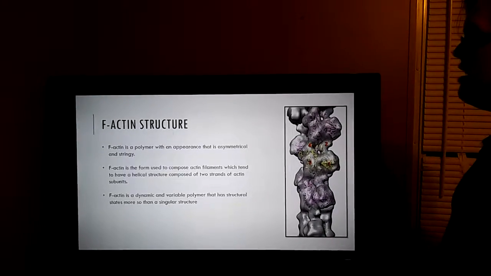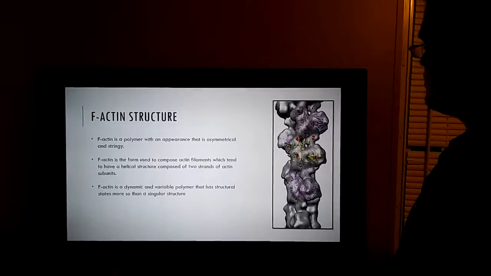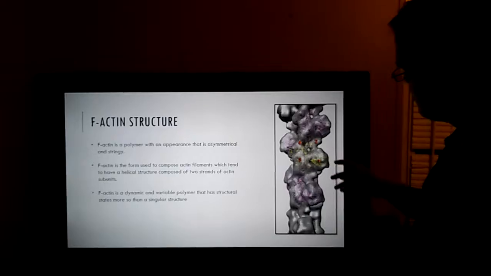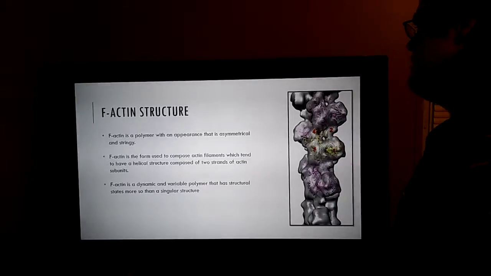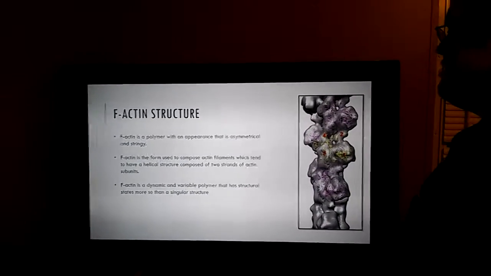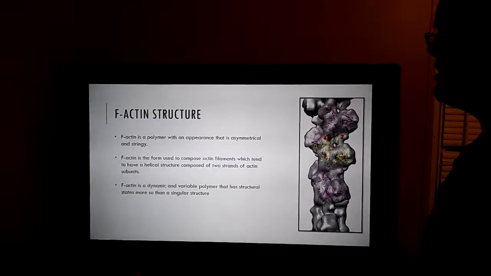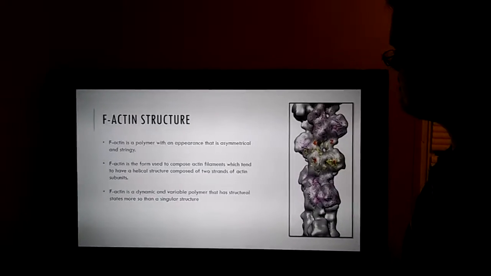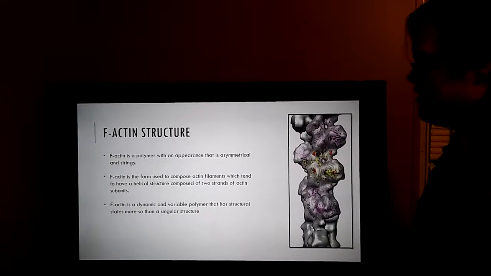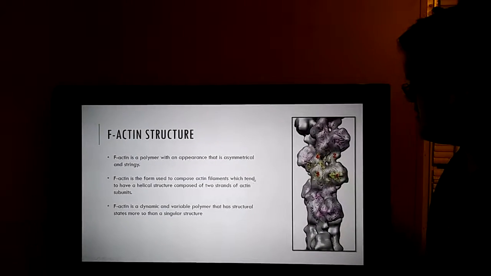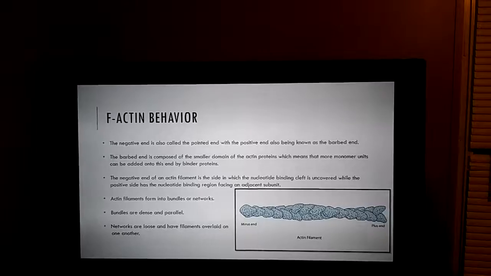The F-actin structure. F-actin is the polymer that has an appearance that's asymmetrical and stringy. Here's a reconstruction using, I believe it was crystallography. And so F-actin is the form that's used to compose actin filaments, and they tend to have a helical structure, and is composed of two strands of actin subunits. And it's very dynamic and variable, so it kind of shifts between structural states rather than just being a single structure.